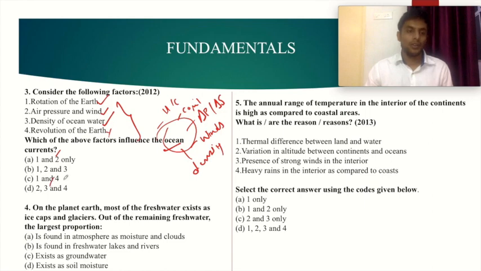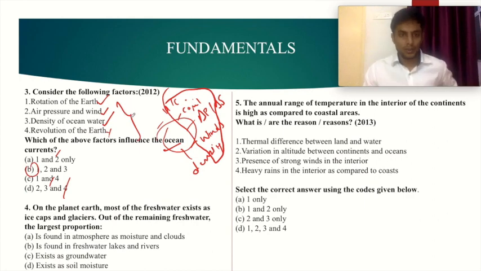So if I don't consider four, two options are gone. 1, 2, 3 is there. See, the answer is really easy here. So this is how you can go about it. When I know the term, I'll try to remember what I have read about it, and then I'll try to match it up with these statements, and then I can easily negate the options from that, and I can reach the correct answer.